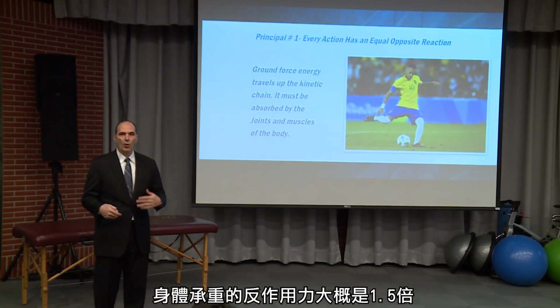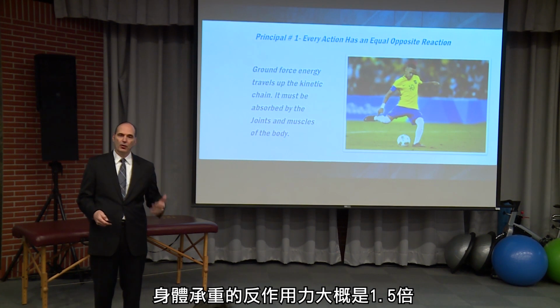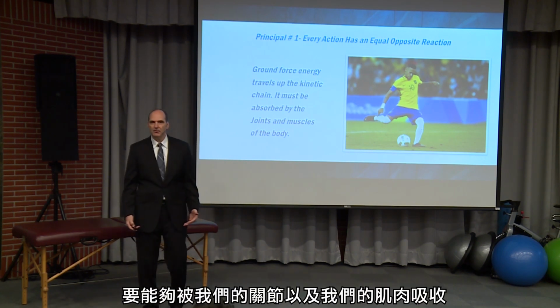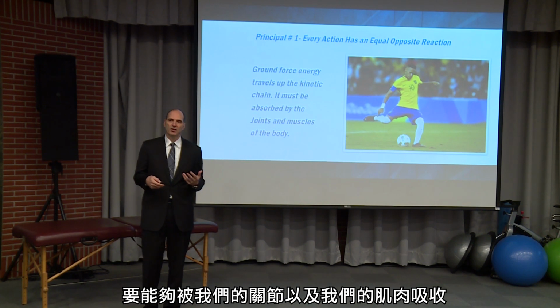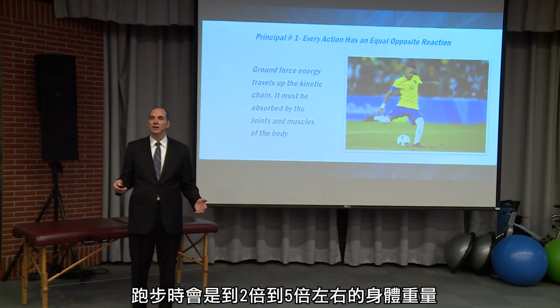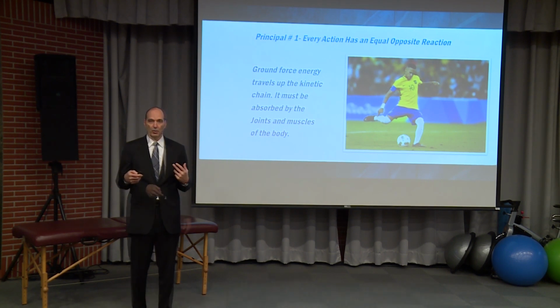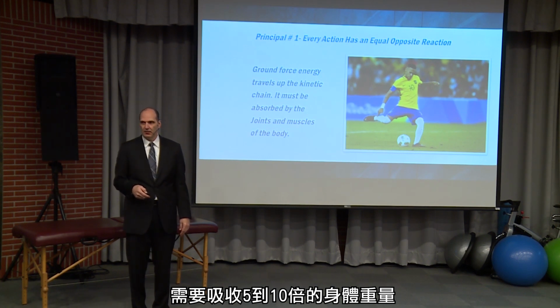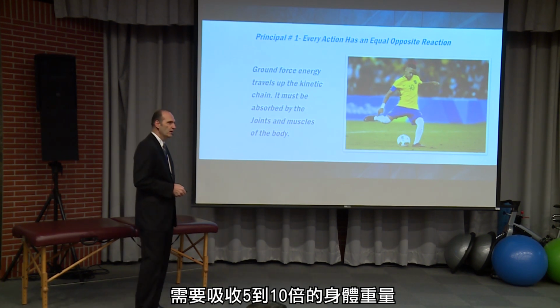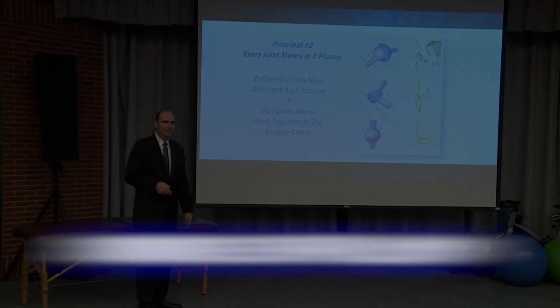Okay, so if we're walking, that energy from the ground force is about 1.5 times our body weight. That 1.5 times the body weight in force needs to be absorbed by the joints and the muscles. Now, if we're running, it's about 2 to 5 times our body weight in force that has to be absorbed. And if we're jumping, it's about 5 to 10 times our body weight in energy that has to be absorbed up the kinetic chain.